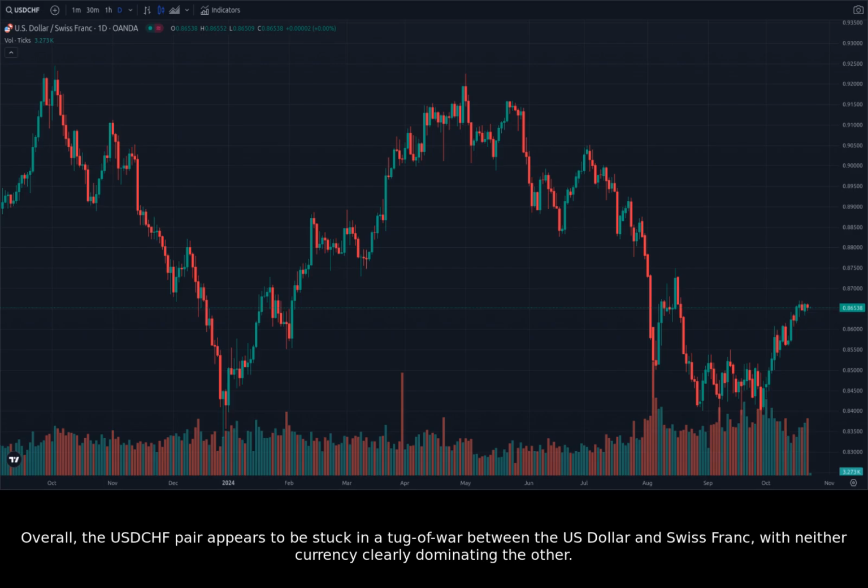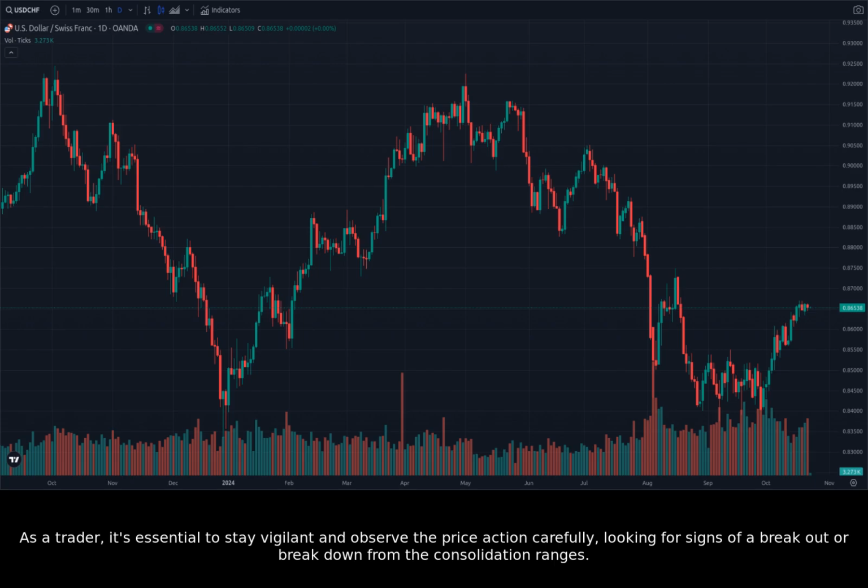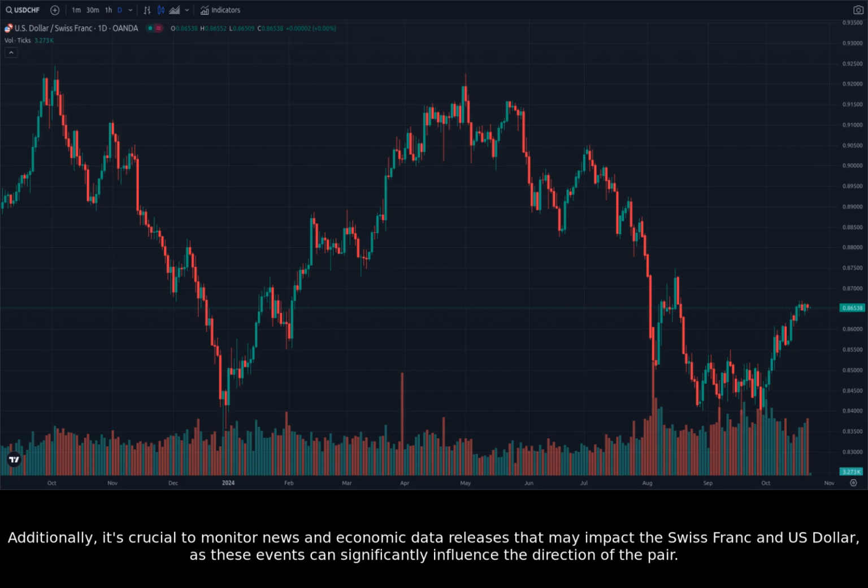Overall, the USDCHF pair appears to be stuck in a tug-of-war between the US dollar and Swiss franc, with neither currency clearly dominating the other. The news surrounding interest rates and the safe haven status of the Swiss franc adds to the complexity of the market. As a trader, it's essential to stay vigilant and observe the price action carefully, looking for signs of a breakout or breakdown from the consolidation ranges. Additionally, it's crucial to monitor news and economic data releases that may impact the Swiss franc and US dollar, as these events can significantly influence the direction of the pair.